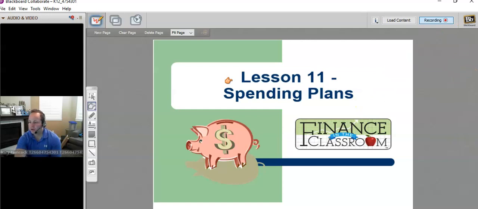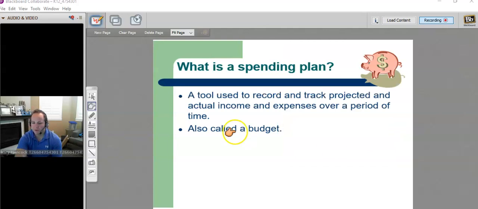Okay, so let's go over what we're covering today. It's going to be in the last couple units here. The first one, oh, it's not going. Okay, we're going to be talking about spending plans. Spending plans are just a fancy title for a budget. It's a tool that you need to be able to track things.